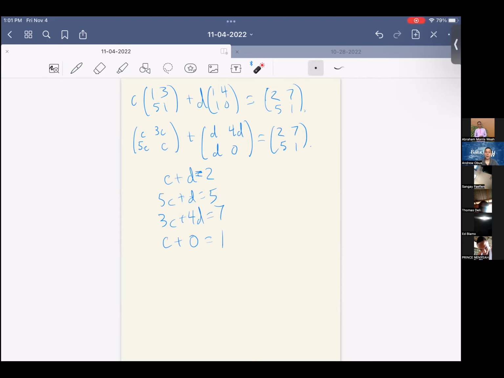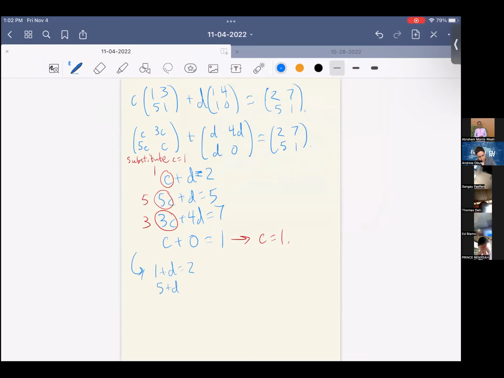Because we get an equation for each position in the matrix, it's 4 equations in 2 variables. When you have 4 equations in 2 variables, usually you do not get any solution. And in this case, that's right, because this equation, C plus 0 equals 1, definitely gives us that C equals 1. That's the only solution. So now we substitute C equals 1, and what we end up with is 1 plus D equals 2, 5 plus D equals 5, 3 plus 4D equals 7, and 1 plus 0 equals 1.